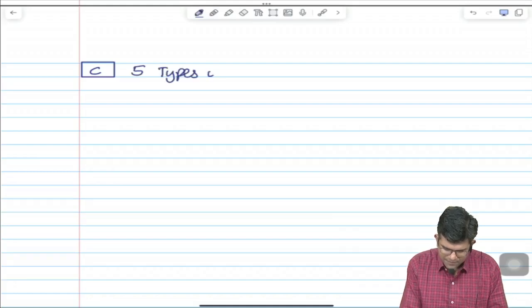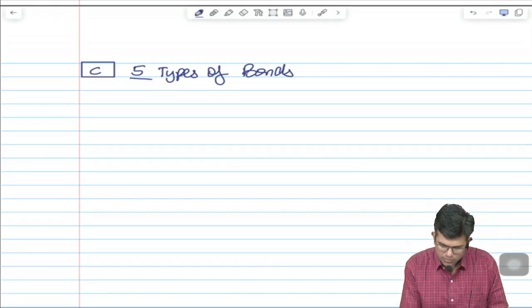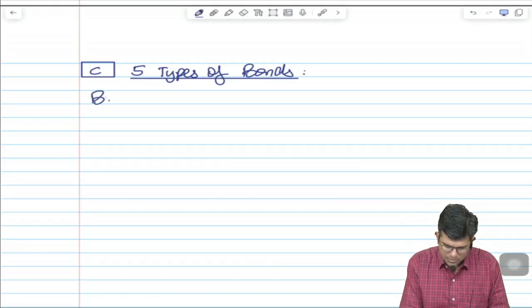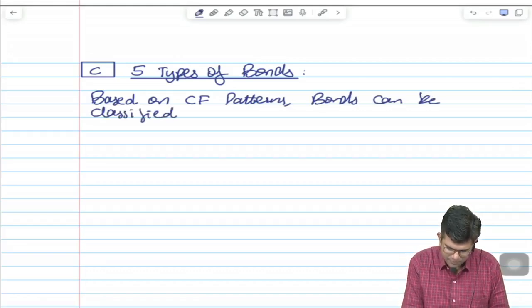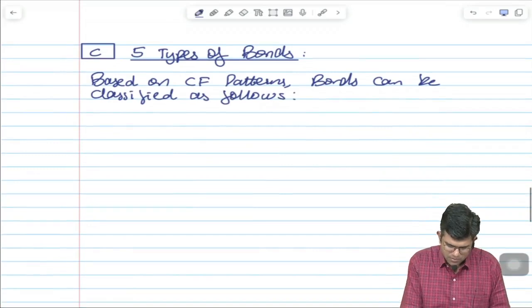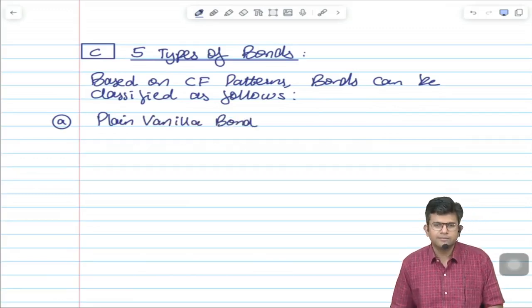Five types of bonds. Don't write anything, just listen. 5 types of bonds. So based on cash flow patterns, bonds can be classified as follows. Point number A, plain vanilla bond. Okay, plain vanilla bond. All right.